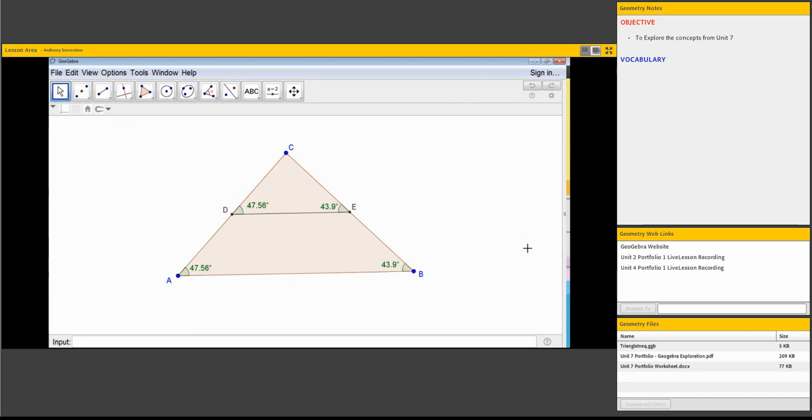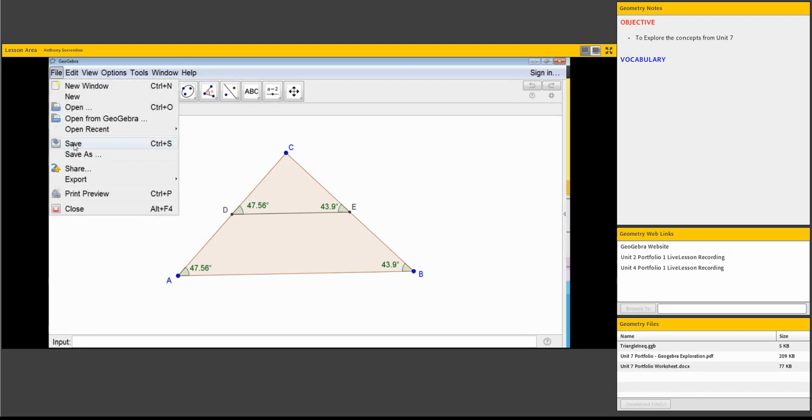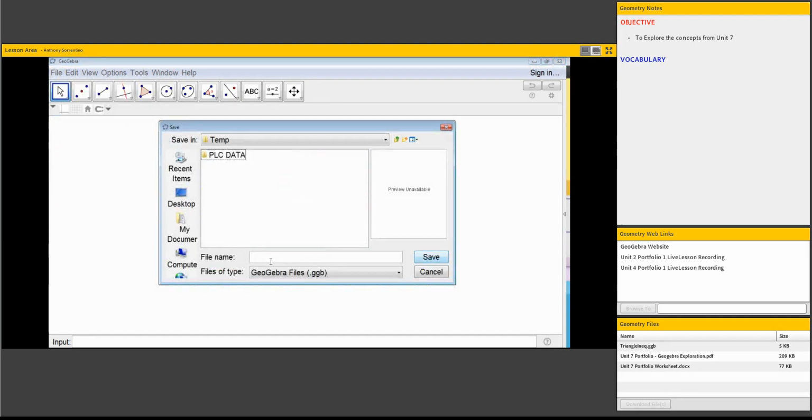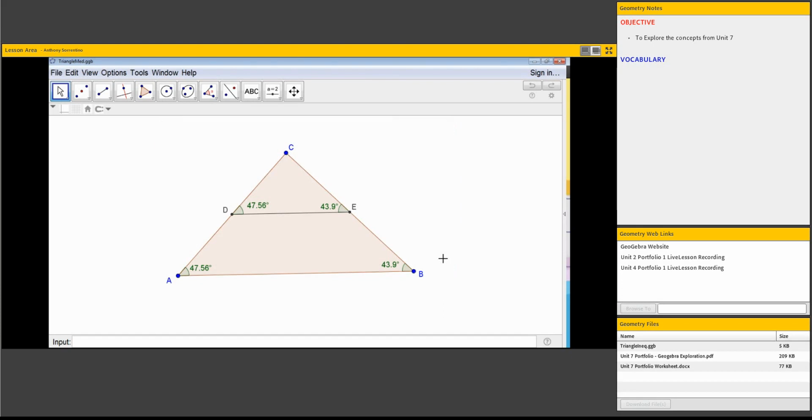Okay. And one of the things they're going to ask you to do is save this. So you do a file, save as. I'm going to put it in my temp file area because I don't need it. And I'm just going to call it the triangle median or mid-segment dot ggb. And you want to make sure you include this file when you're done using it, of course, with the work that you were doing on the worksheet.